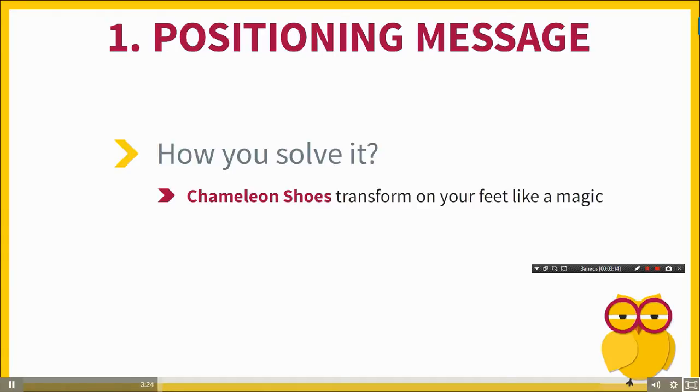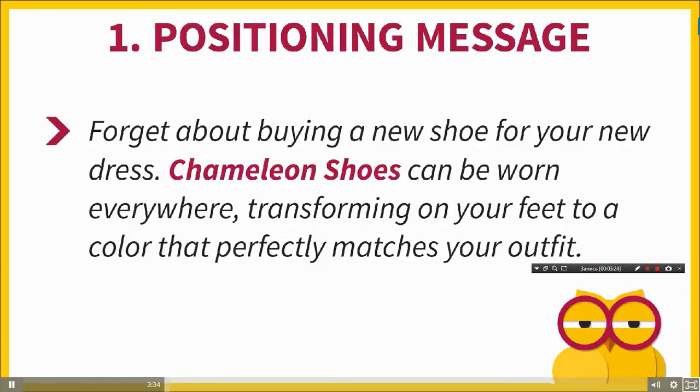Coming to our positioning message. So here we are after combining all these answers into one sentence that describes our product and will stick in people's heads. Forget about buying a new shoe for your new dress. Chameleon shoes can be worn everywhere, transforming on your feet to a color that perfectly matches your outfit. So one sentence contains the main keywords and messages that we want to stick into people's heads.